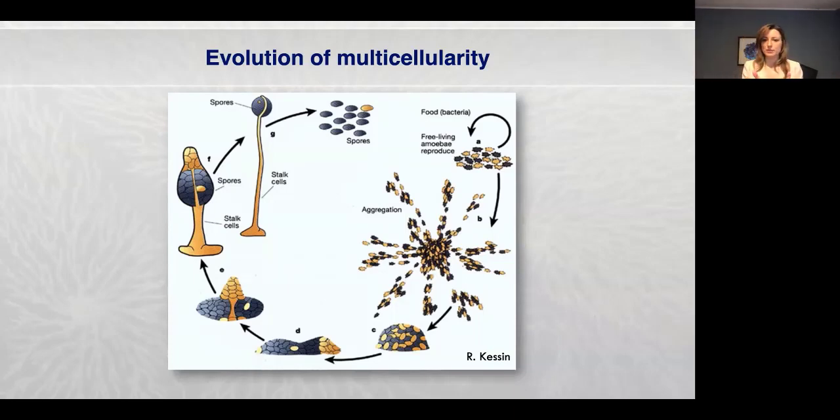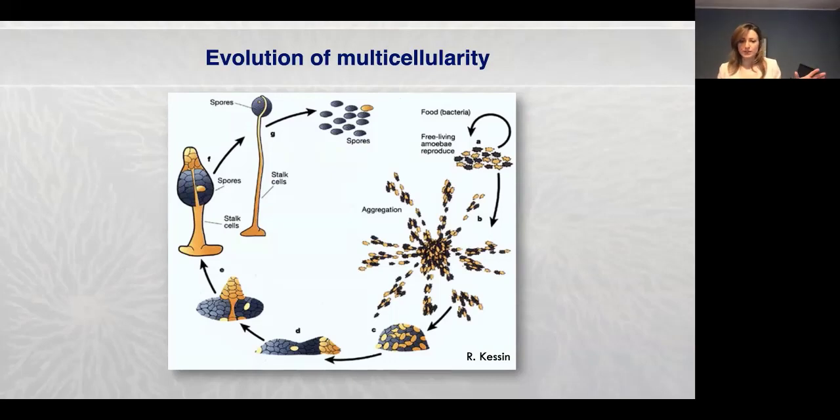So these are slime molds. This is Dictyostelium discoideum. It's an absolutely amazing organism. It's a eukaryote, an amoeba, that is free living in the soil as long as it has food. And the food is bacteria. So it's a predator of bacteria. As long as there's food around, it eats, it divides, free living.